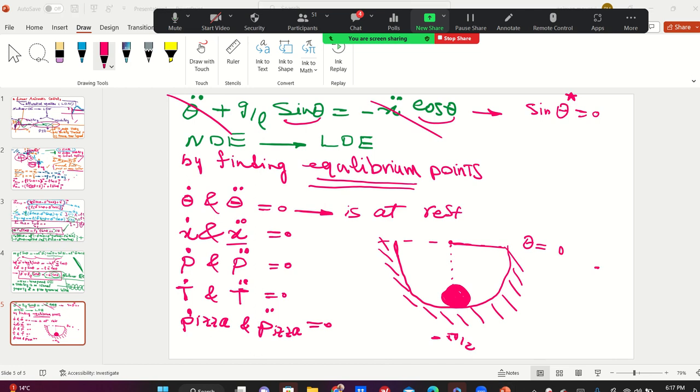Okay. From high school, we know that this is sine k pi, and k is 0, plus minus 1, plus minus 2, and forever. So I'm selecting k equals 0.